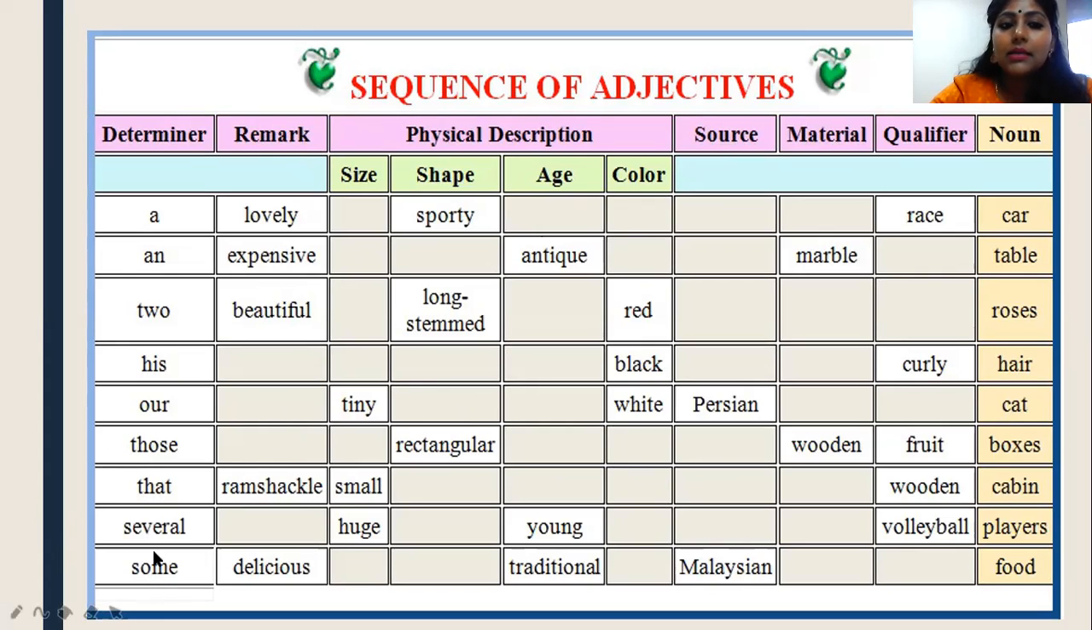So "some" is the determiner here, "delicious" is a general remark. And then here, "traditional" refers more to the age, and then "Malaysian" is the origin of the food. So this is an example, and if you Google, there are so many other examples that you can use in order for you to understand how you could sequence your adjectives properly when you are applying the rules of three. That means when you have more than one adjective describing a particular subject in your writing.